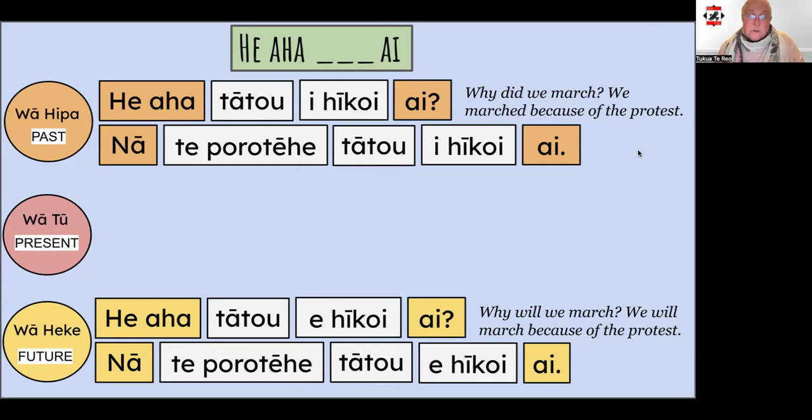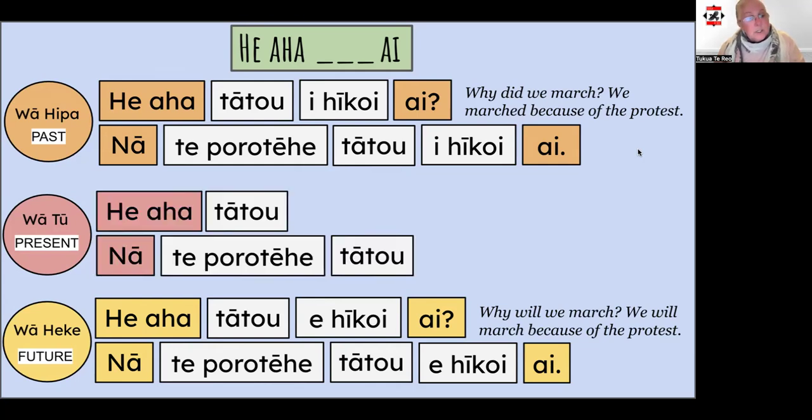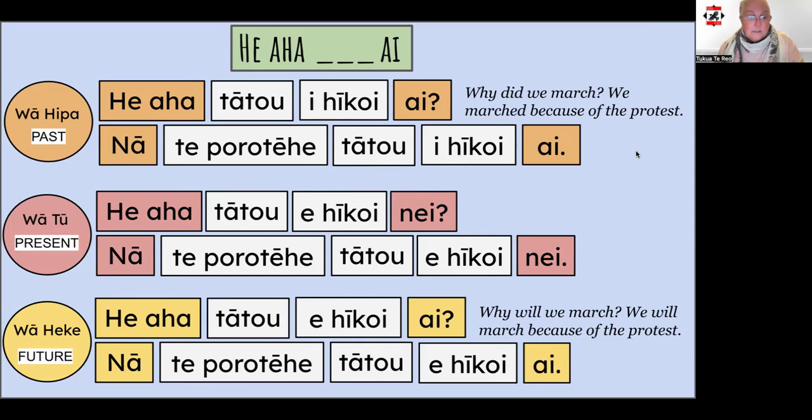Now I'd like to show you the model of the present tense. Construction and order of the sentences are the same, but instead of i hikoi ai or e hikoi ai, we're going to use e hikoi nei. And the translation, why are we marching? We are marching because of the protest.